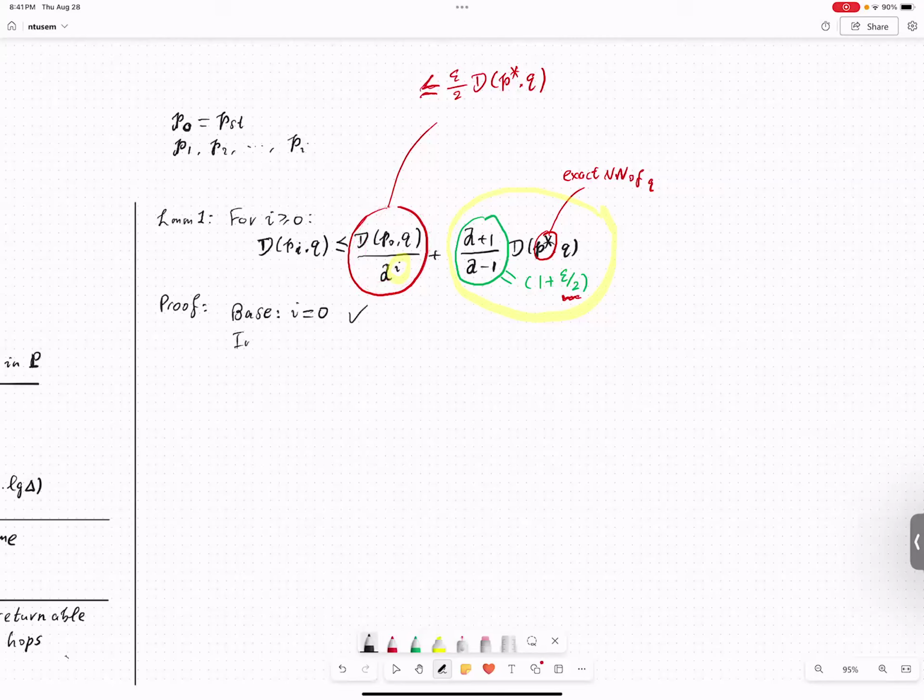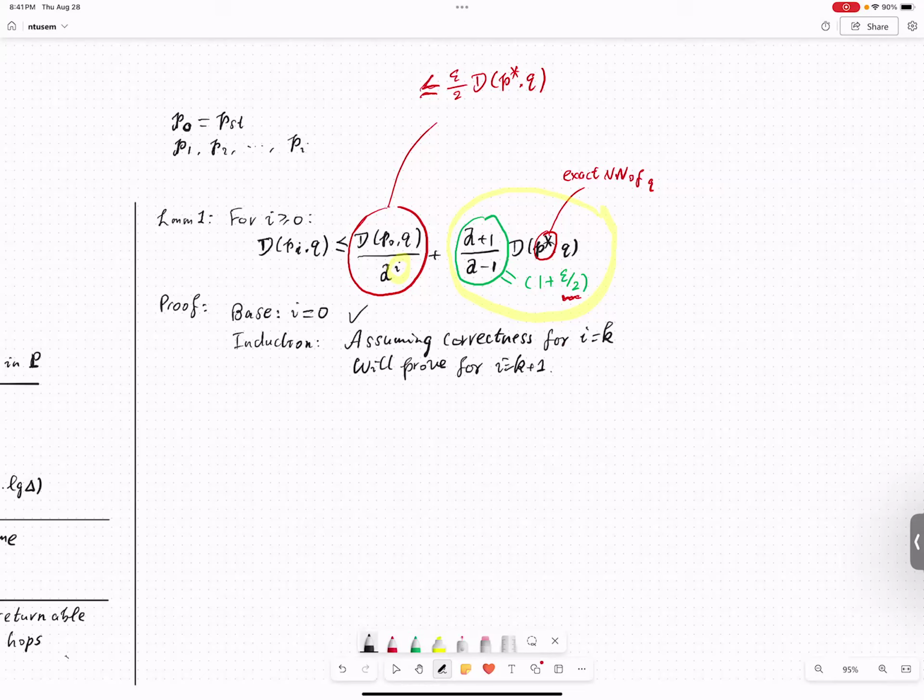Now, let's look at the induction case. Assuming correctness for i being k, now we'll prove correctness for i being k plus 1. All right, so that's what we're going to do. Good.